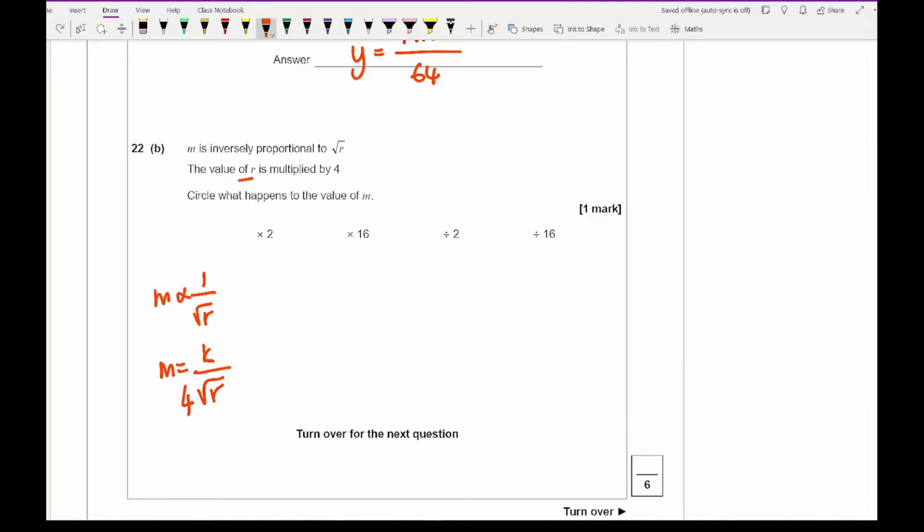Well, that's going to be divided by, sorry, I've got 4 should be inside. And that square root of 4 then becomes k over 2 root r. So what we're doing to m is we're going to be dividing by 2. So that is our third option.